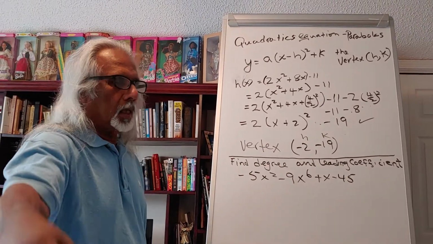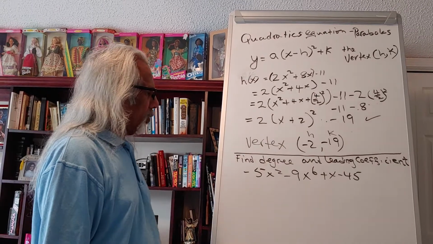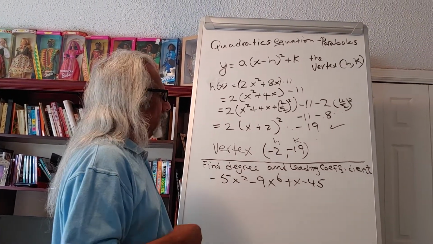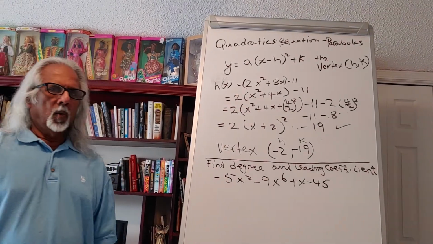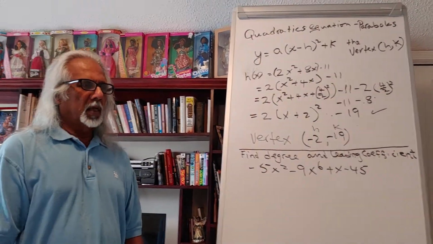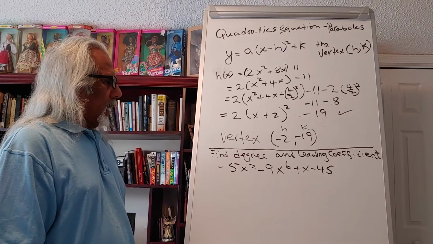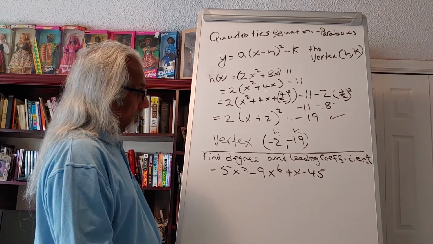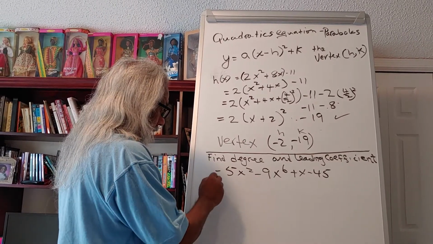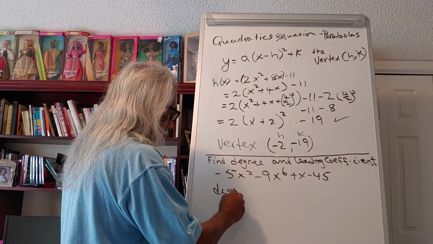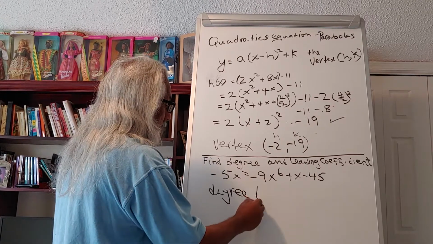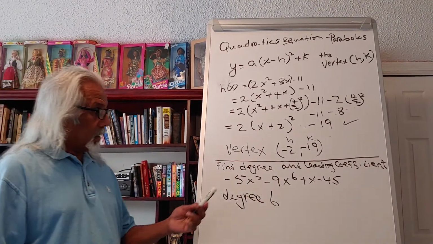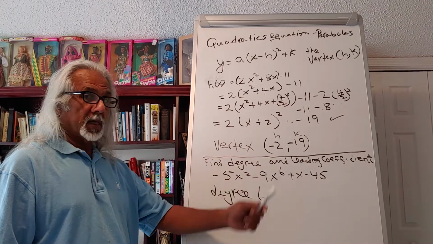The next problem I want to show you is find the degree and leading coefficient. Well, most of you know that already. The degree is the highest exponent, which in this case would be 6, because of the way it's written. Because this is 2, but that's 6.